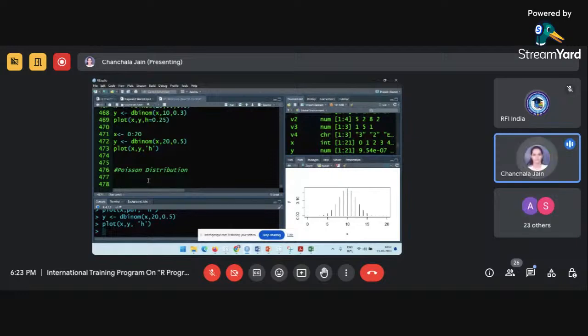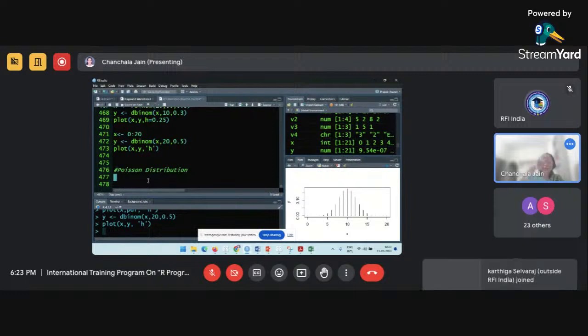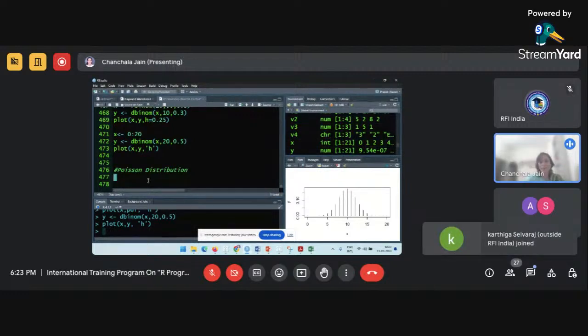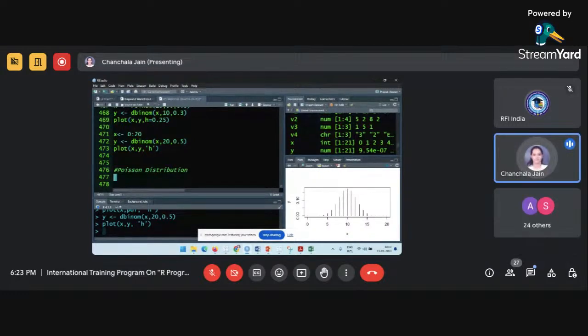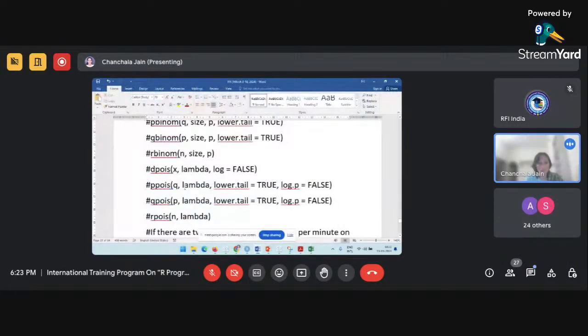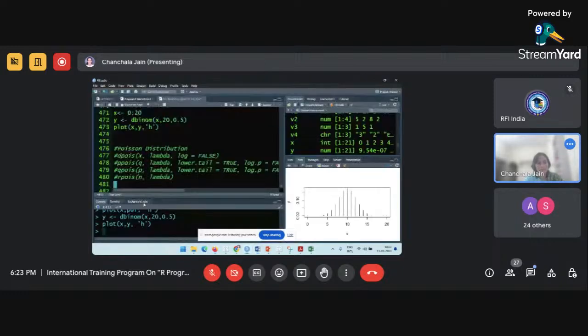I'll try, in any of the sessions, to give you some more about this. If not, I'll provide something in the chat. You can copy it and try on your own. All right. So now coming to the Poisson, I'm saving my time. I have copied down the functions, so I'm taking these from here. I'm copying them in the chat also for you.